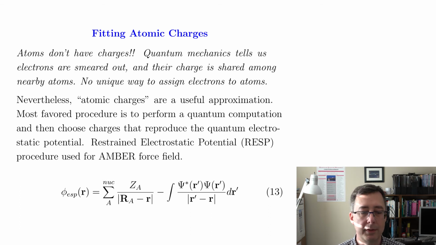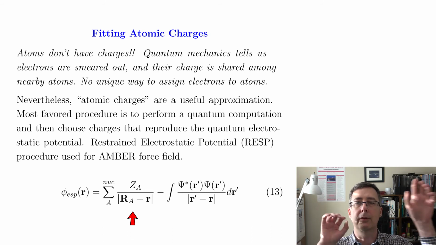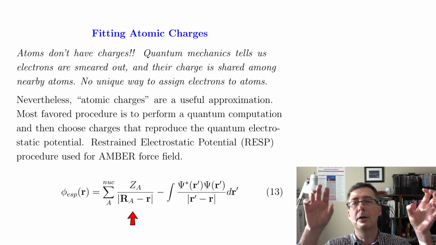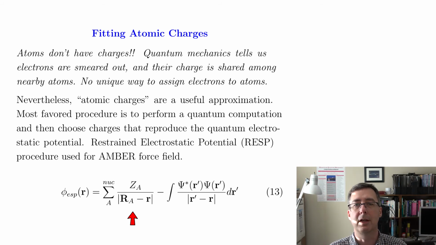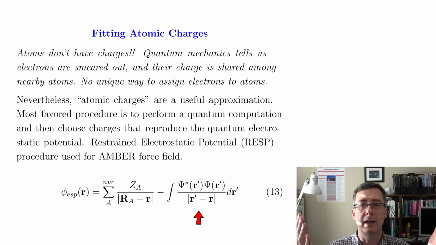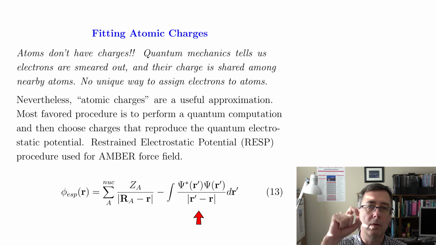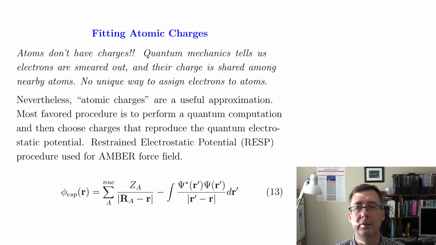So equation 13, what that does, it calculates the electrostatic potential energy at some point R, due to two things. One, all the nuclei in the system. Each nucleus has a nuclear charge, okay, and that creates an electrostatic potential at every point in space. And then the electrons have charge, and so they create an electrostatic potential. And so equation 13, if you know a little quantum mechanics, actually makes a lot of sense. Let me try to explain it to you, even if you don't know a little quantum mechanics.